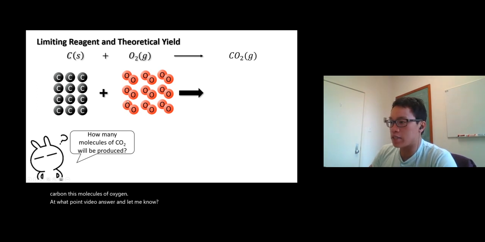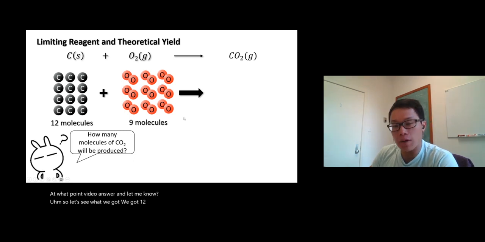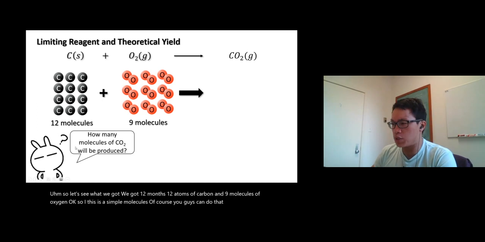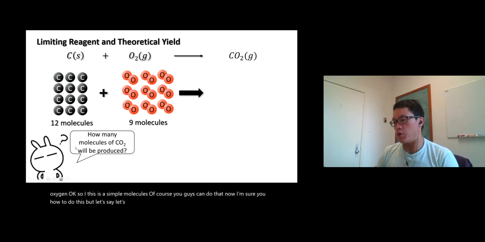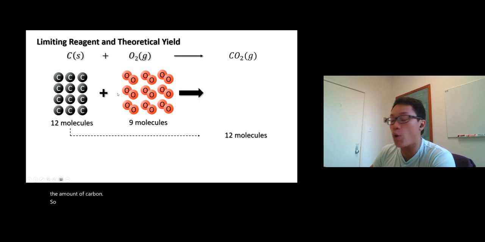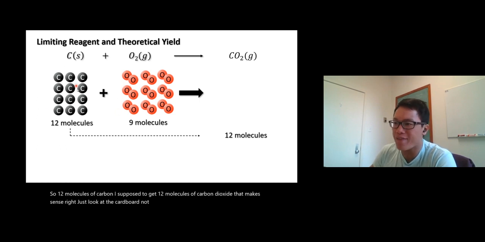Let's say we got 12 atoms of carbon and 9 molecules of oxygen. These are simple molecules, of course, and you can do that. I'm sure you know how to do this, but let's go back to the basics just to review. If I look at just the amount of carbon, 12 atoms of carbon, I'm supposed to get 12 molecules of carbon dioxide. Does it make sense? Just look at the carbon, not the oxygen. If I have 12 atoms of carbon, I should be able to make up to 12 molecules of carbon dioxide.